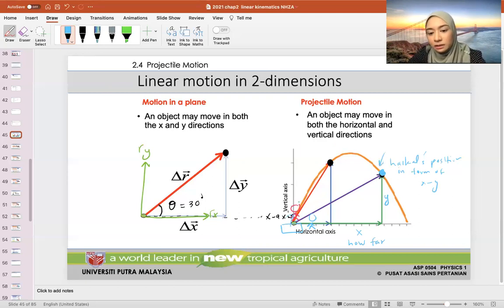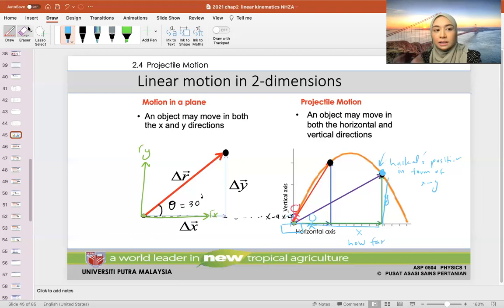Okay Shaky, how does Shaky get to Haikal? How much X, how much Y? Like that. So that is how we break down projectile motion. We break it down into what Shaky has to walk. So we break down projectile motion in the X and in the Y. Even though it looks like a parabolic curve, we can break it down as Shaky walking in X and Shaky walking in Y.